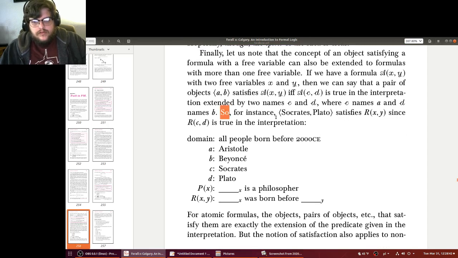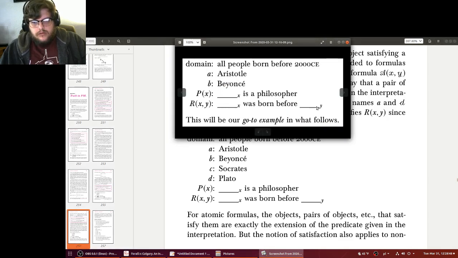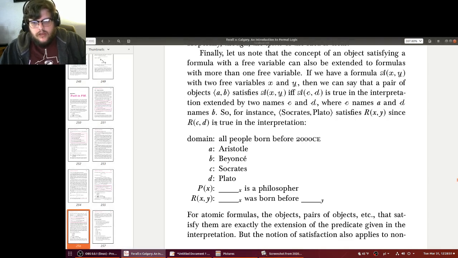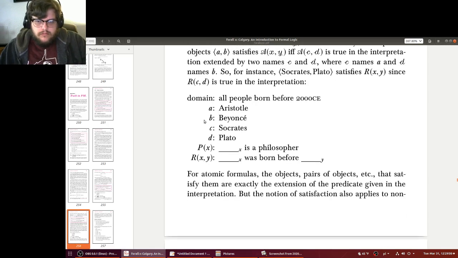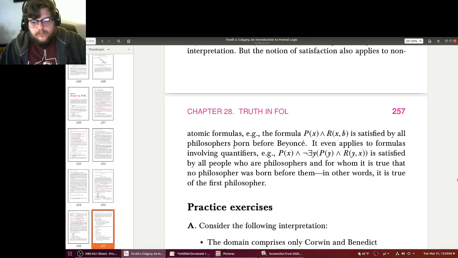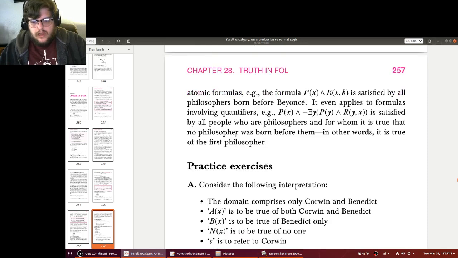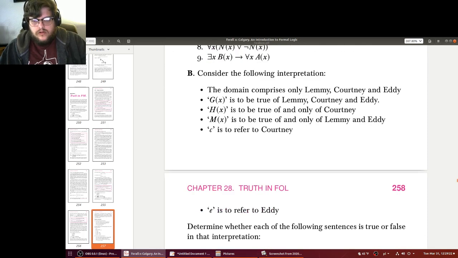So they say, for instance, Socrates, Plato satisfies Rxy, Rxy being was born before, because it's true in some interpretation. When we say Socrates and Plato, we're referring to the historical figures here. So I think this lecture probably is a little confusing by the end, but I think that's just a function of the material being a little complicated at this point. But I think the examples I work out will make it a little more clear.